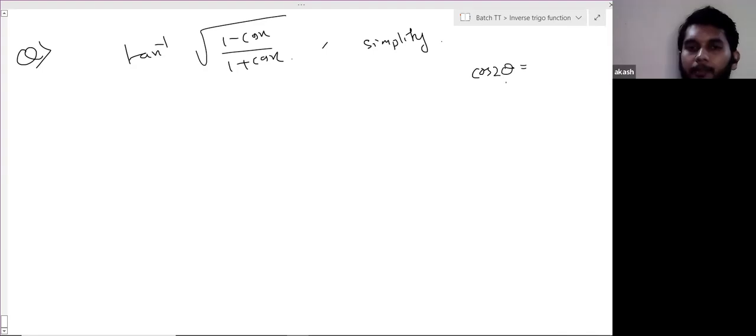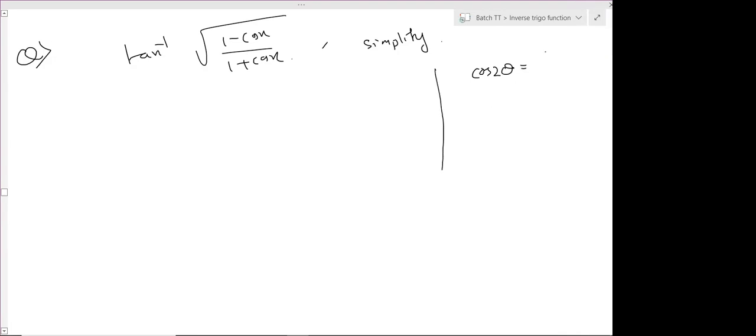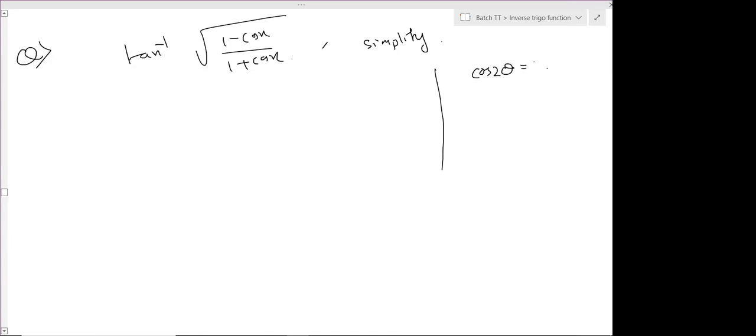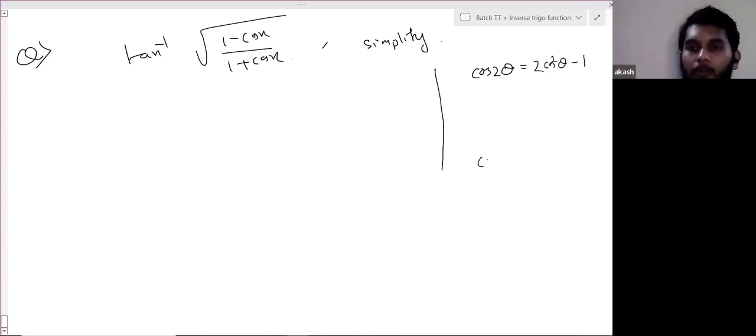What is cos 2 theta? Forgot, sir. We have 3 or 4 formulas for this, but 2 formulas we use a lot, right? First is 2 cos square theta minus 1. Another one is cos 2 theta equals 1 minus 2 sine square theta. All right.